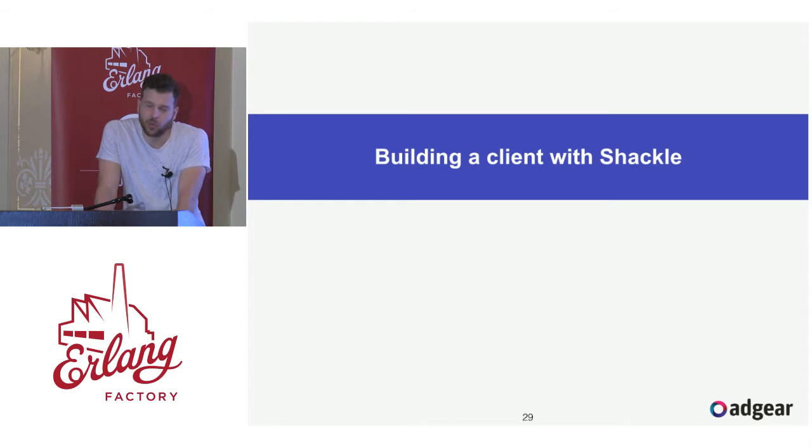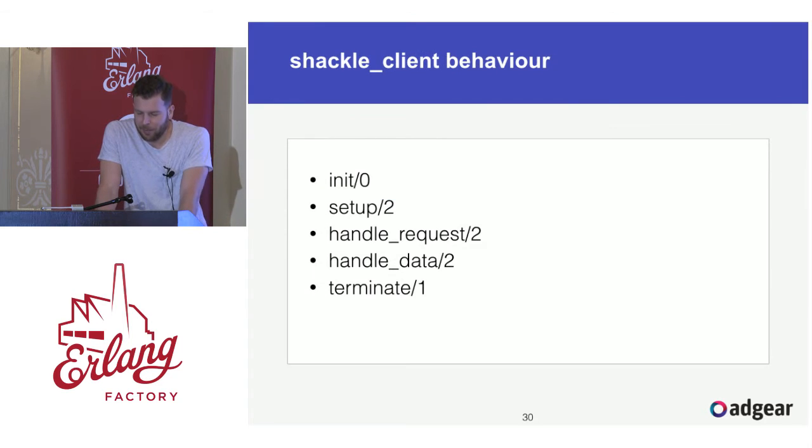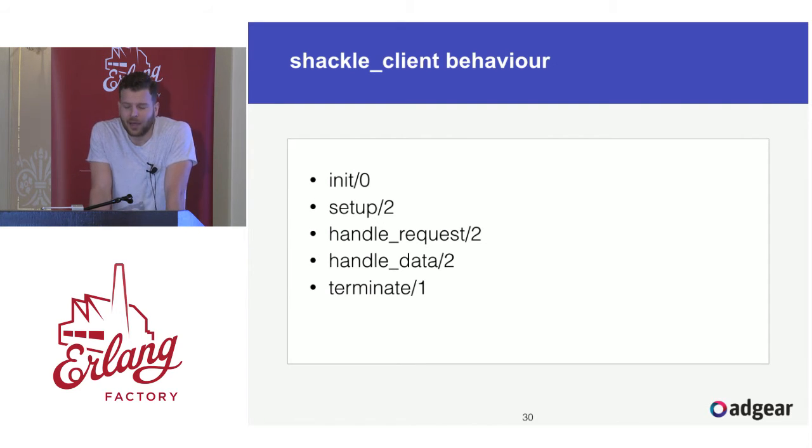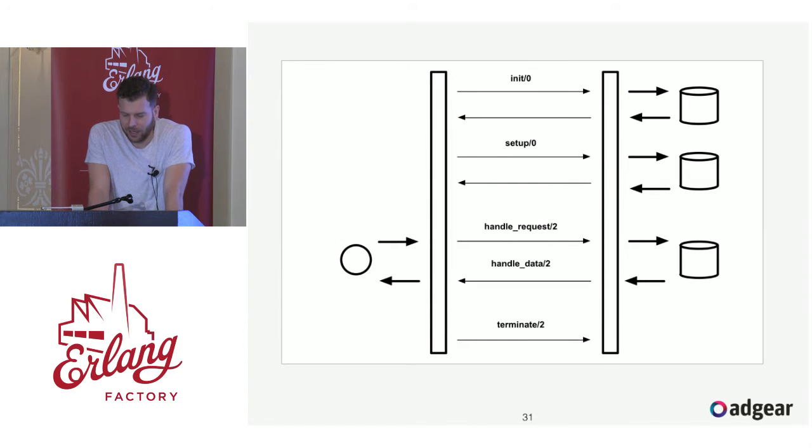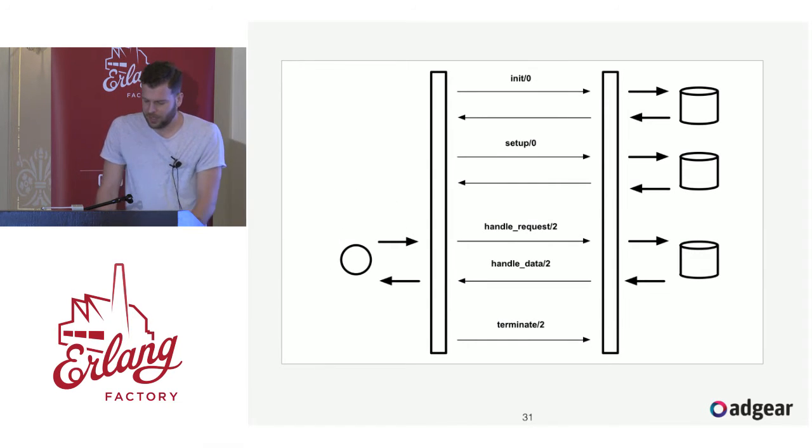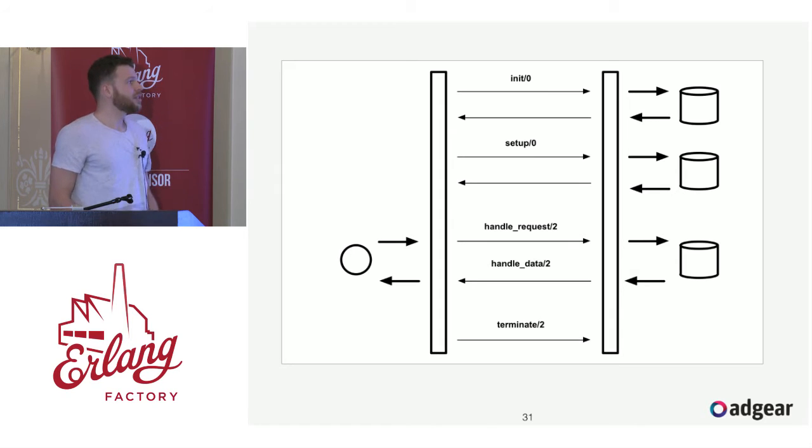Now we're going to go over an example of actually building a client. To build a client, you need to implement the Shackle client behavior. The behavior is fairly simple. There's an init, a setup, handle request, handle data, and terminate. And that's kind of what the life cycle of a client looks like.